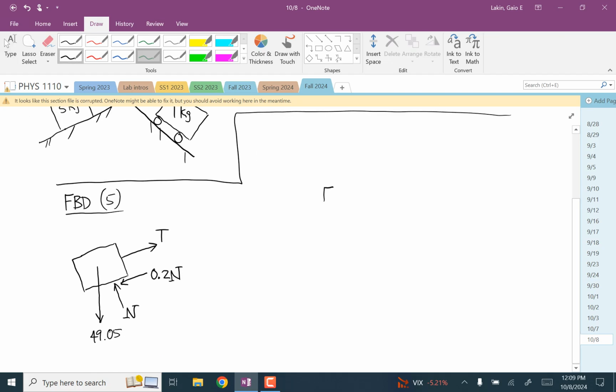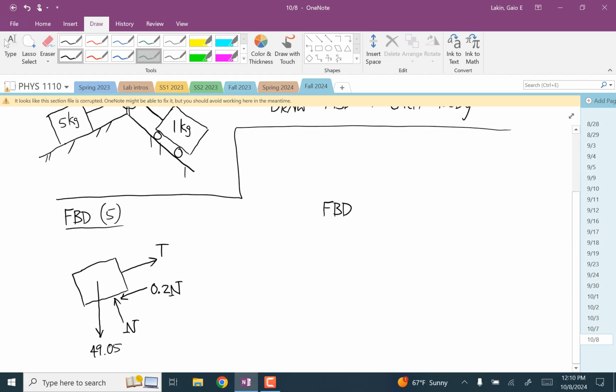And now I'll go to a free body diagram of the 1 kilogram. So there's the closed outline of the body. The weight force is 1 times 9.81, so that's 9.81 newtons. There's a contact with the ramp, so that's toward the chosen body, perpendicular to the surface.